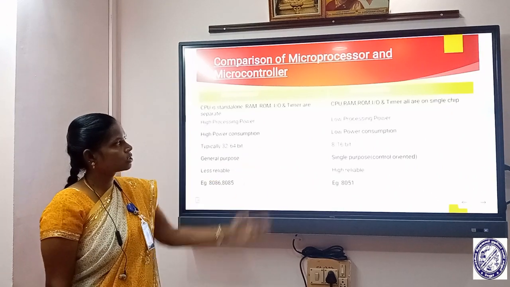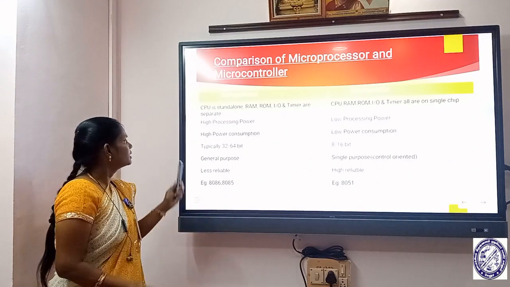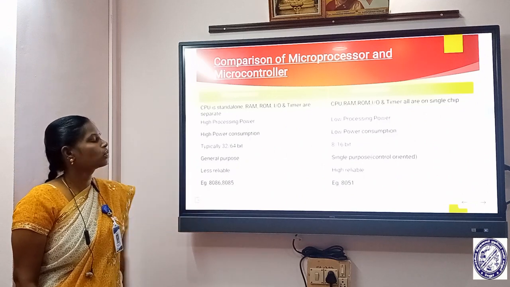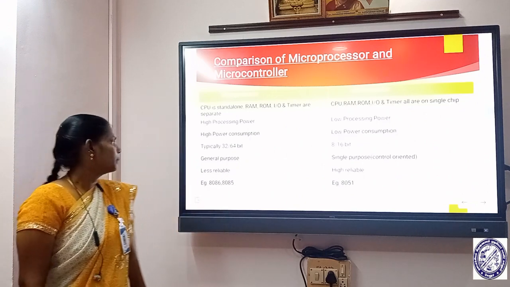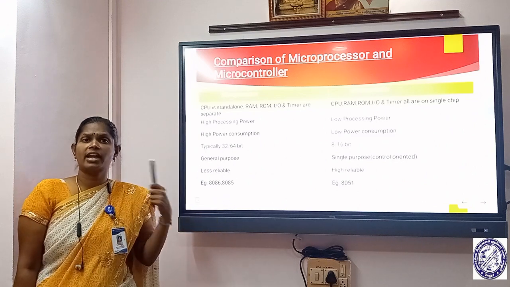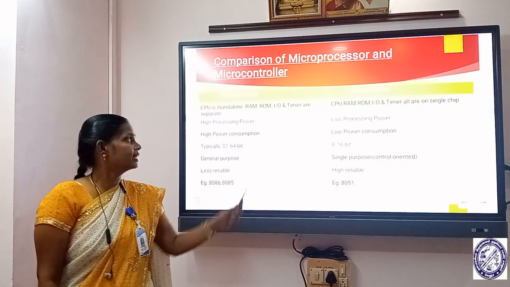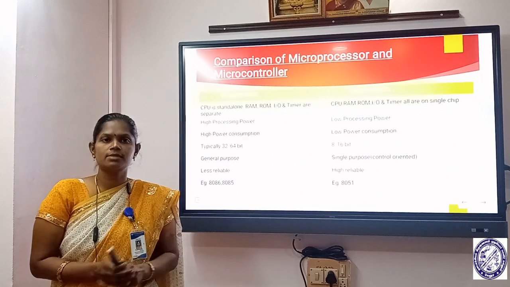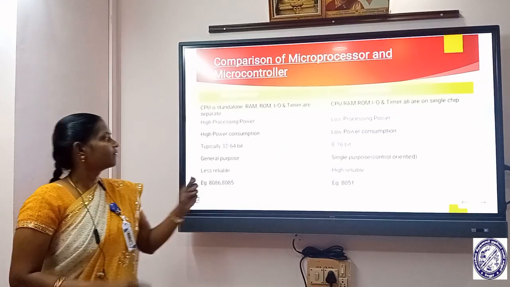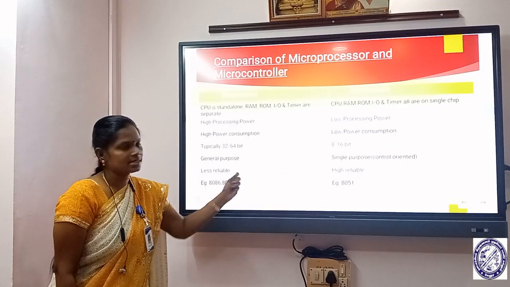As the processing power is low in a microcontroller, the power consumption is also low. Here typically the microprocessor consists of 32 or 64 bits, whereas the microcontroller is 8 or 16 bit. A microprocessor is used for general purpose, meaning we can use it anywhere for all applications. But as I said earlier, a microcontroller is a device specifically designed for that particular device only. So it is single purpose and control oriented, and highly reliable.